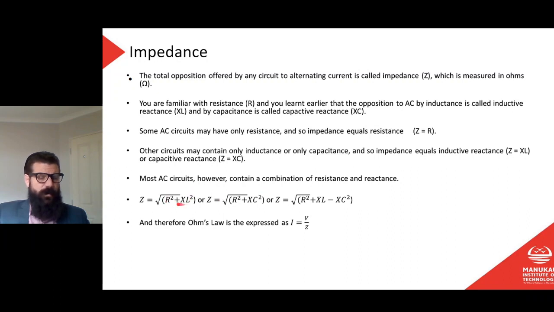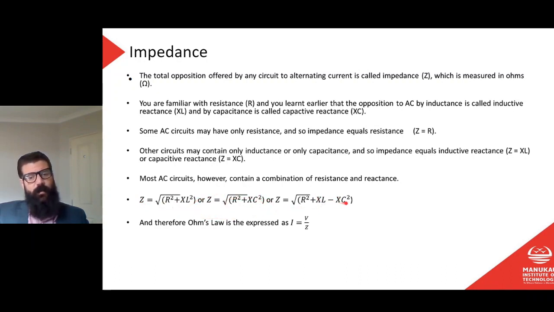This one here is if we have a circuit with only resistance and capacitive reactance. So we've just got a triangle there, right? The square root of R squared plus XL squared is the Pythagoras theorem, that A squared plus B squared equals C squared. So Z would be our A, then the square root of B squared plus C squared equals A. So we're just using Pythagoras theorem.